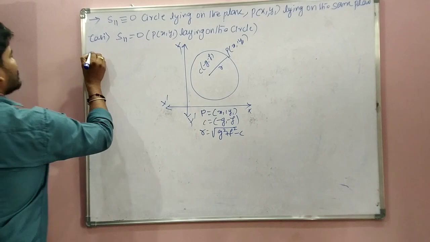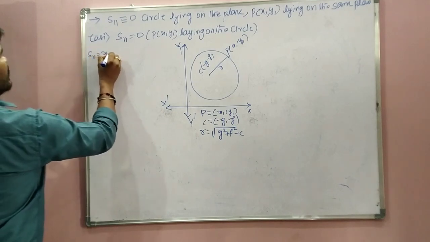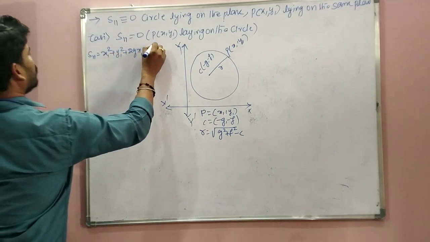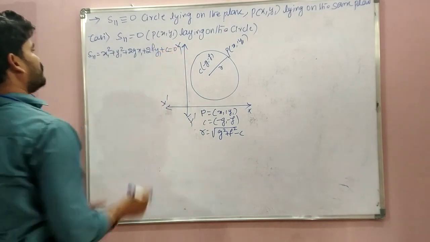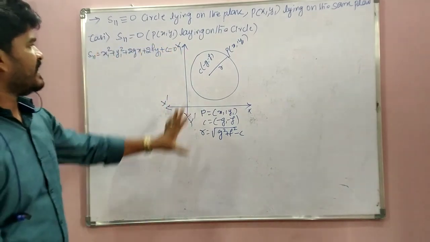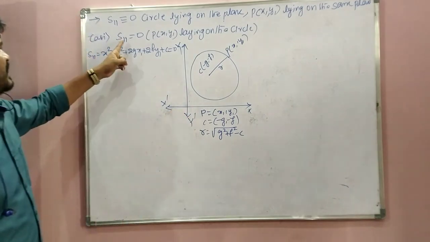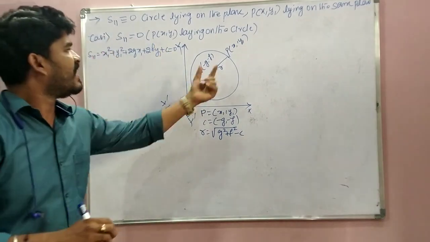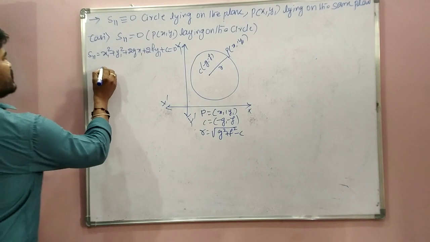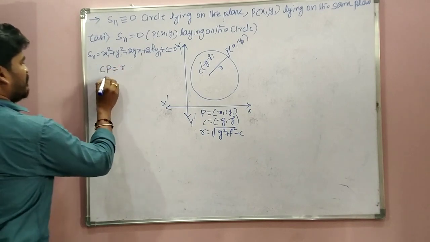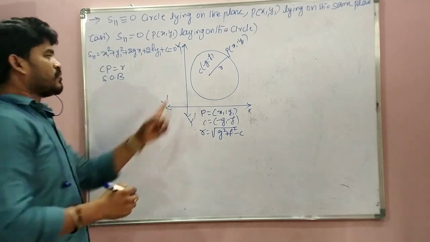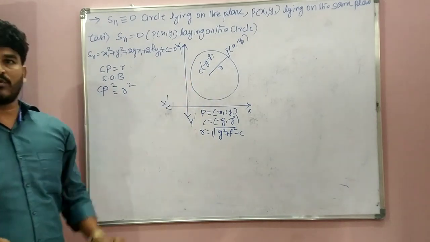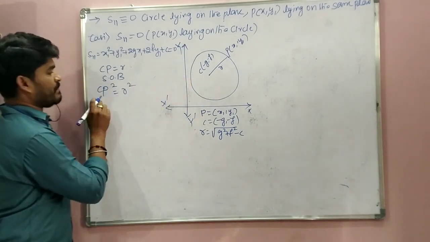Actually we know what S11 is: x1 square plus y1 square plus 2gx1 plus 2fy1 plus c. First we are going to prove that S11 is equal to 0 when P(x1, y1) lies on the circle. Here CP is equal to r. Squaring on both sides, CP square is equal to r square.